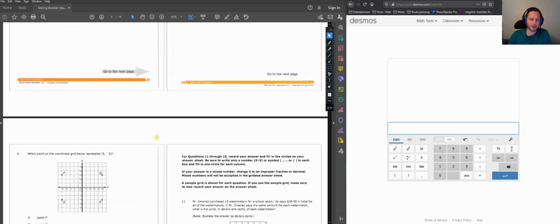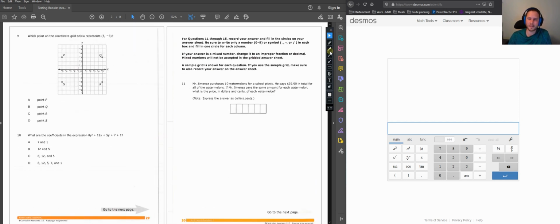Moving along to number 9. This one, nice and easy. It's just asking what point has those coordinates, 5, -3. So my first number is 5, so I go to the right by 5. Second number is -3, so I will go down by 3. It's R.